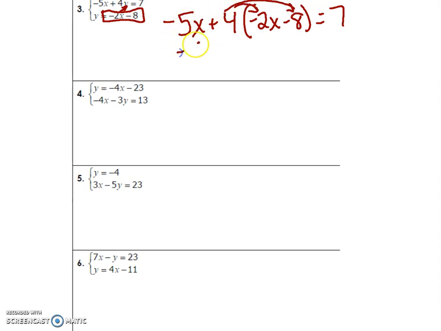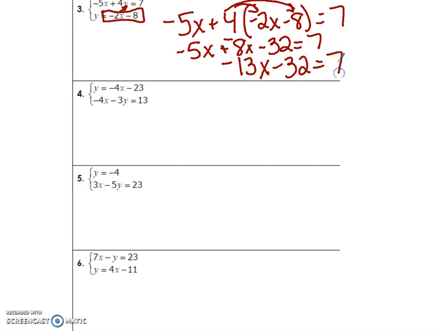Okay, and the first thing we have to do is to distribute. So leave this over here by itself. Leave it alone for now. So we get 4 times negative 2x, which is negative 8x. We get 4 times negative 8, which is negative 32, equals 7. Combine like terms. Remember, this is like keep, change, change. So negative 5x plus negative 8x is negative 13x minus 32 equals 7.